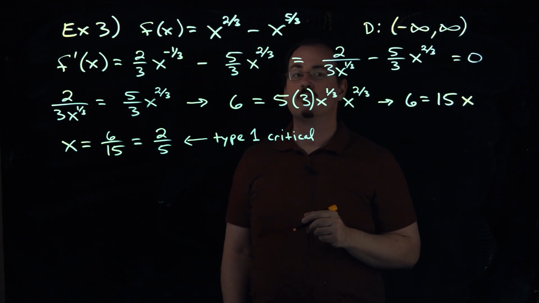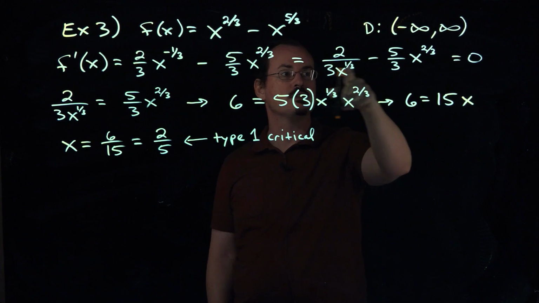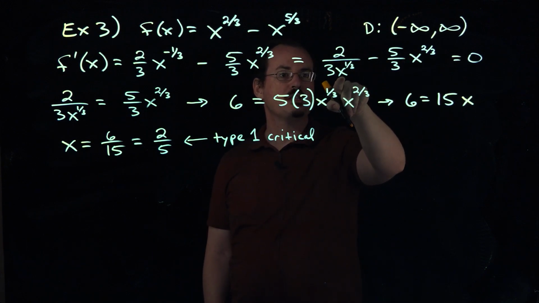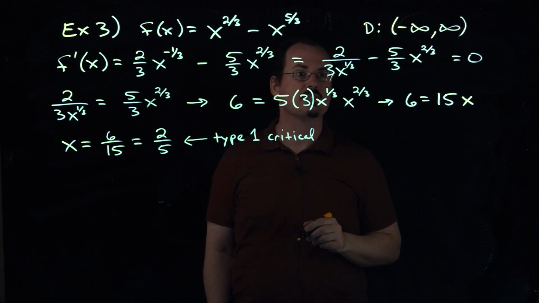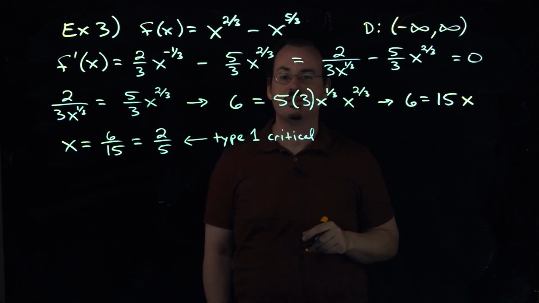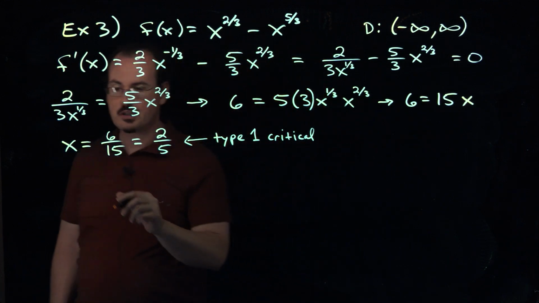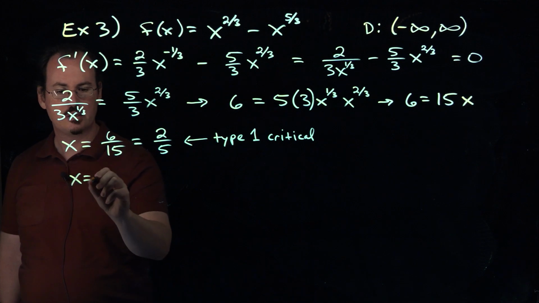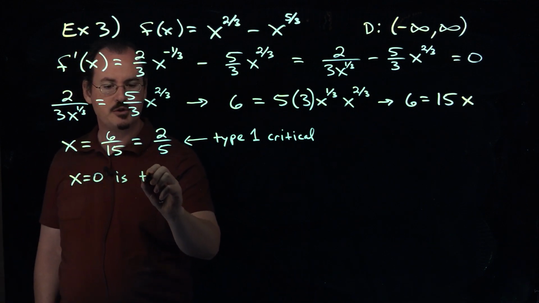There's another critical number on this function, though. If we look back up here at the derivative, there's the derivative. Notice that if I try to plug 0 in there, I'm going to have a problem. The derivative is actually undefined there, but that is the derivative. If I plug in 0, I'm trying to divide by 0, that doesn't work. So 0 is also a critical number. And that's a type 2 critical number.